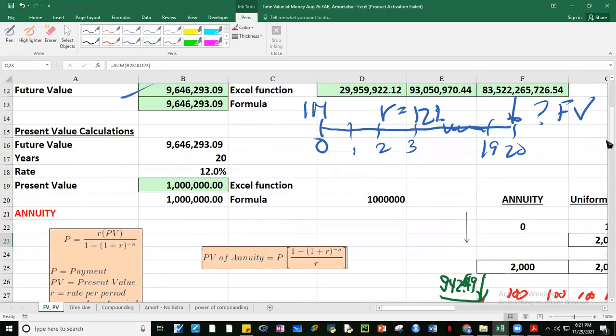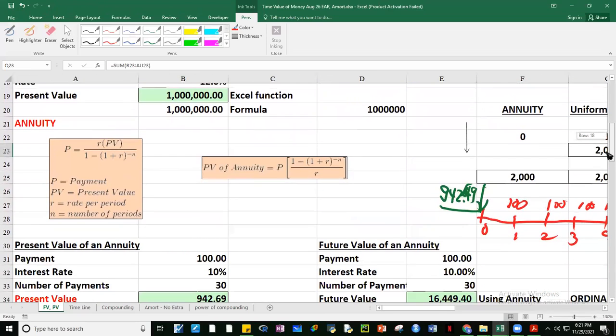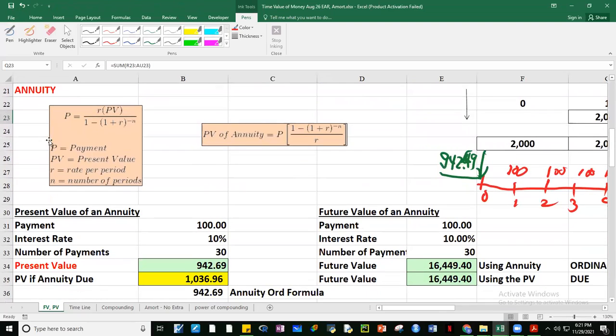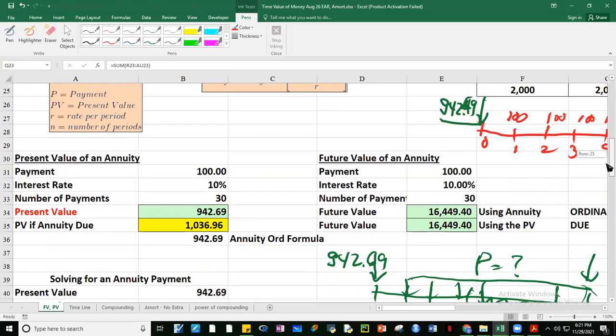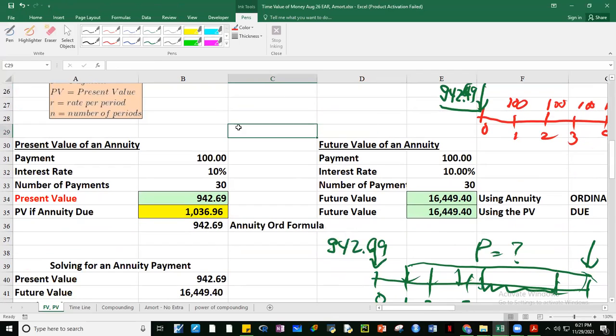As regards an annuity, we can compute the present value, and we can also compute the annuity payment. This is the formula for the annuity payment, and this is the formula for the present value. But in this subject, we're not going to use the formula. Rather, we're going to use the functionalities of Excel to compute the annuity payment and the present value. So let's first take a look at this.